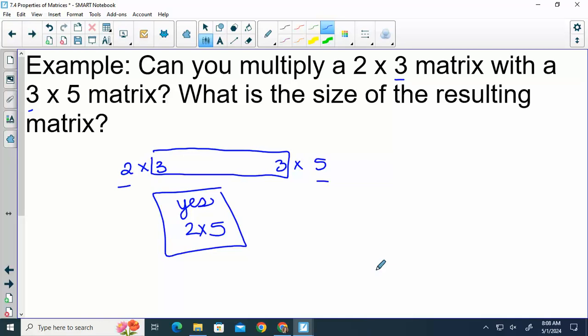Could I flip the order? Could I take the 3 by 5 times the 2 by 3? No, it would not work that way. So it only works in the one direction on this. All right, so our first step on all of these problems will be to write down our dimensions, make sure we can multiply, and figure out how big our final answer will be.